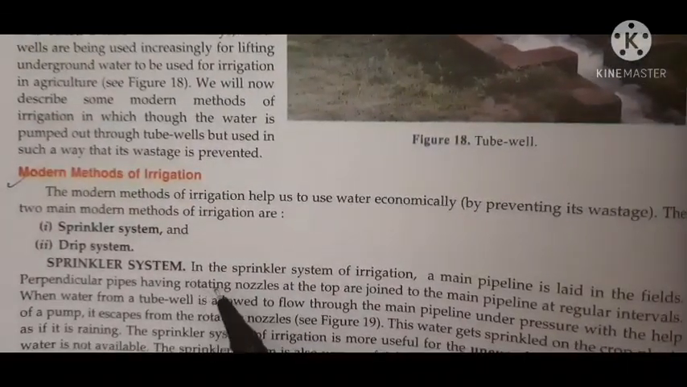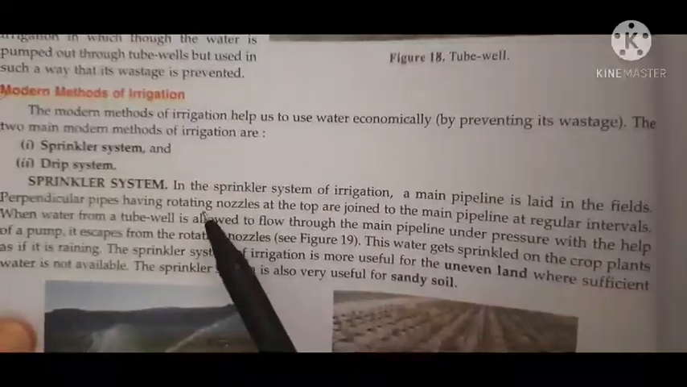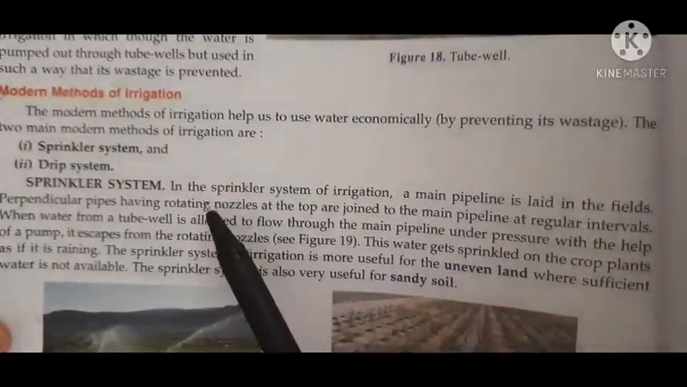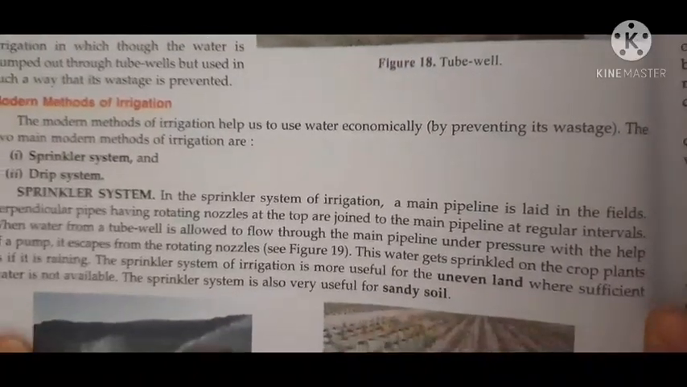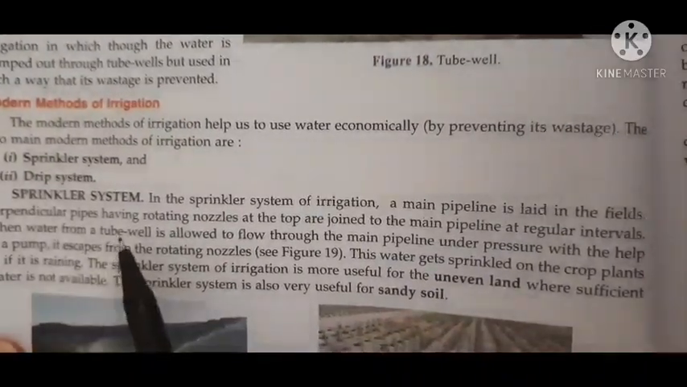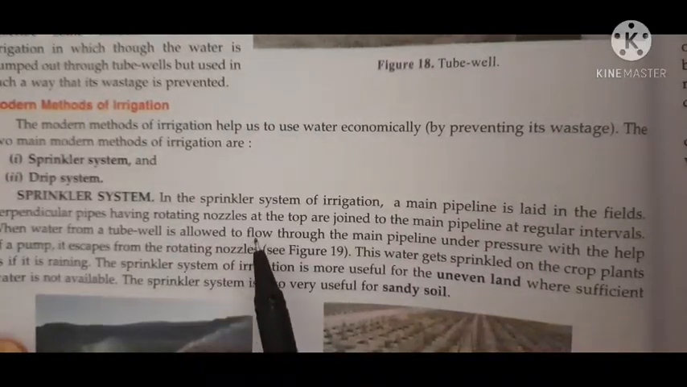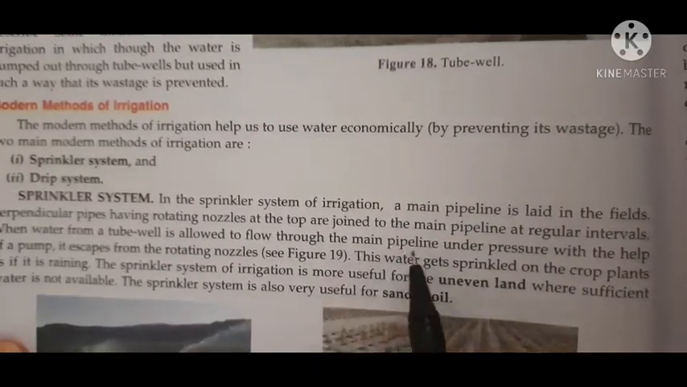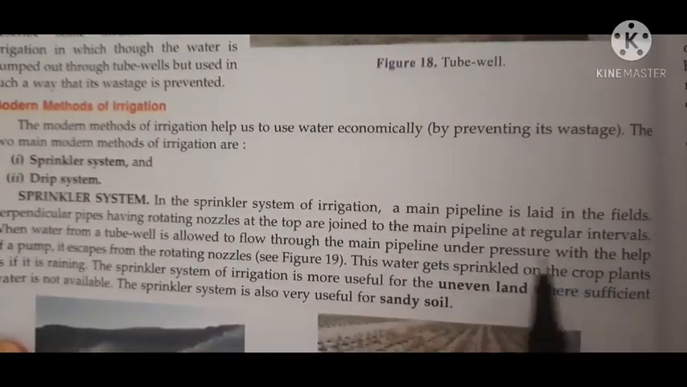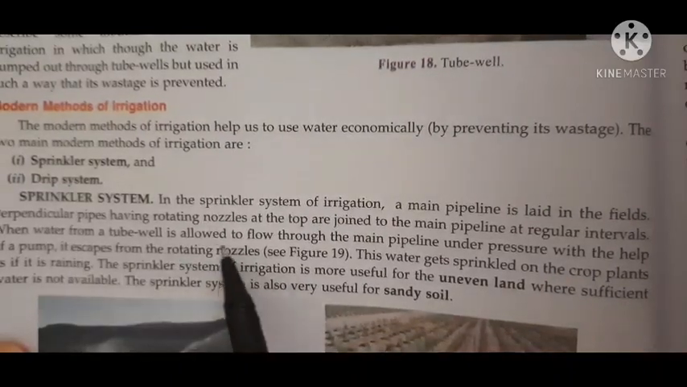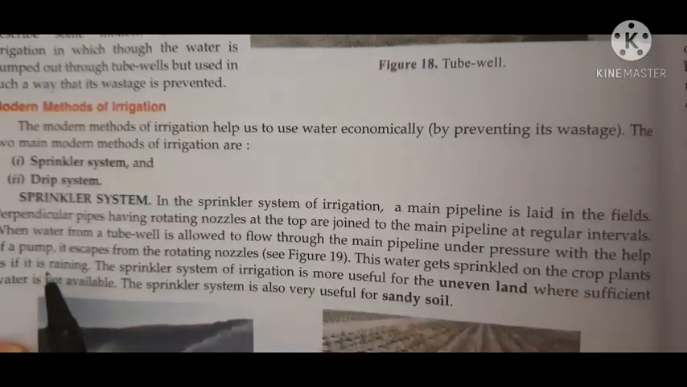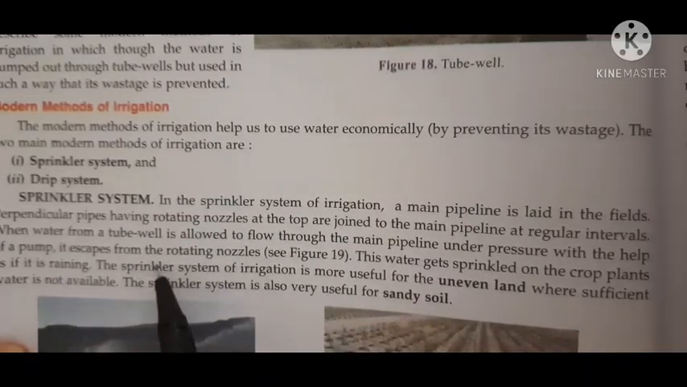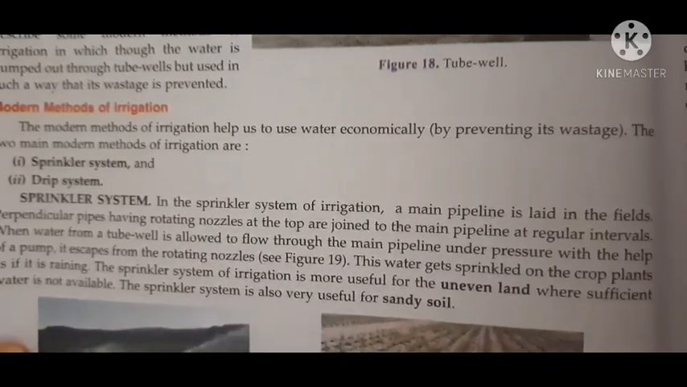Now what is sprinkler system? Here please pay attention. In the sprinkler system of irrigation, a main pipeline is laid in the fields. Perpendicular pipes having rotating nozzles at the top are joined to the main pipeline at regular intervals. When water from the tube well is allowed to flow through the main pipeline under pressure, with the help of a pump, it escapes from the rotating nozzle. You can see this.